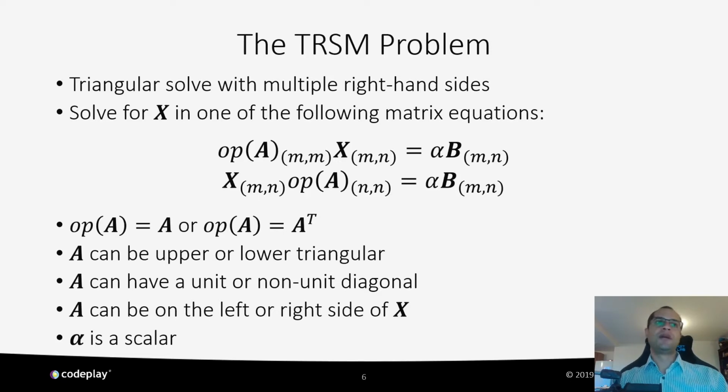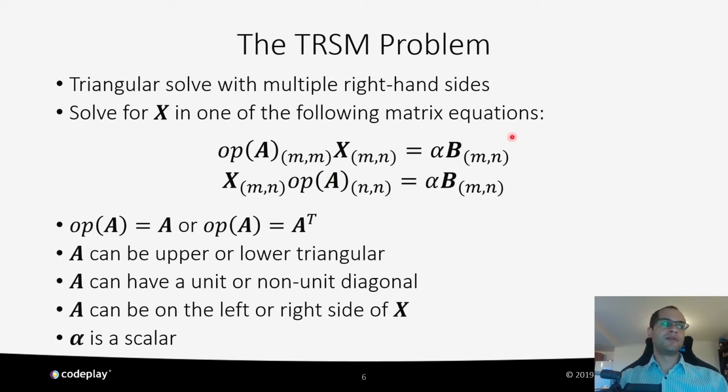Now, we can define the TRSM problem. As I said, TRSM stands for Triangular Solve with Multiple Right-Hand Sides. The problem we have is that we want to solve for X in one of the following matrix equations. In these equations, op(A) could be either A, or it could mean A to be treated as a transpose matrix. The matrix A can be either upper or lower triangular. The matrix A can also have a unit or non-unit diagonal. And A can be on the left side of X or on the right side of X. Alpha in this case is a scalar.